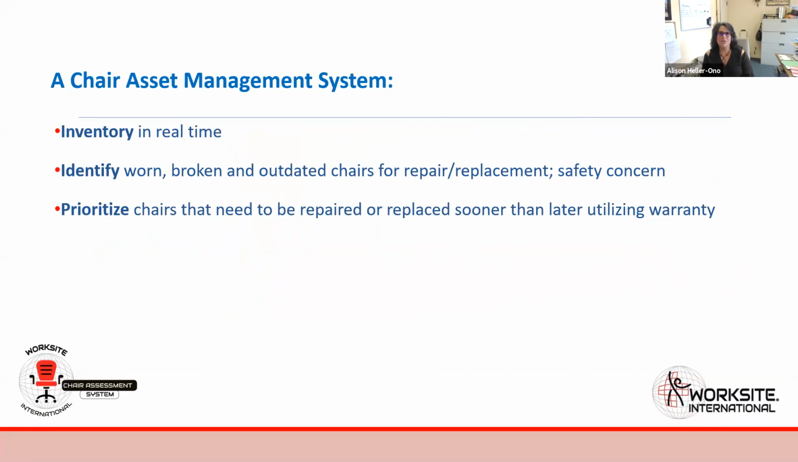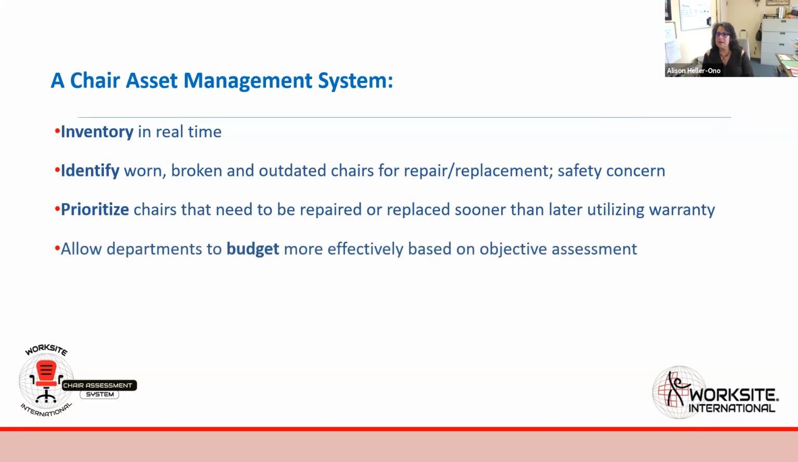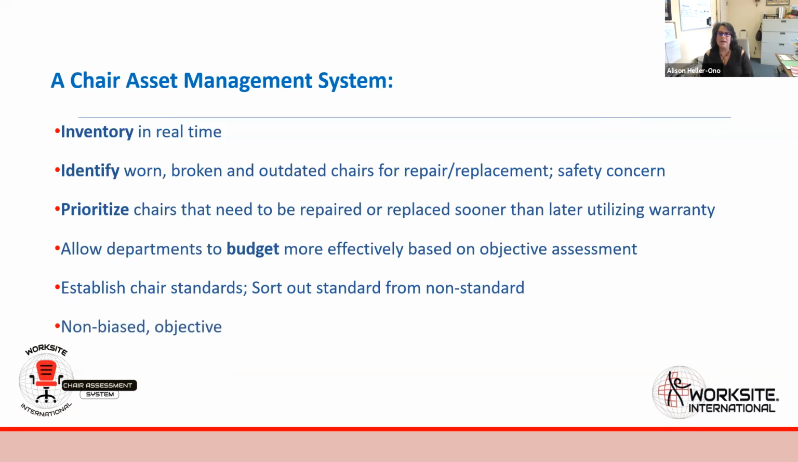It's like when your car has free maintenance, you take advantage of it. But why don't you do the same thing for your chairs? It's because it's simply just not on an employer's radar. It allows departments to budget more effectively based on objective assessment. So you basically are removing the bias from who needs a chair and why. And then establish chair standards, sort out standard from non-standard, so you can get everybody on the same page. And again, it's non-biased and objective.